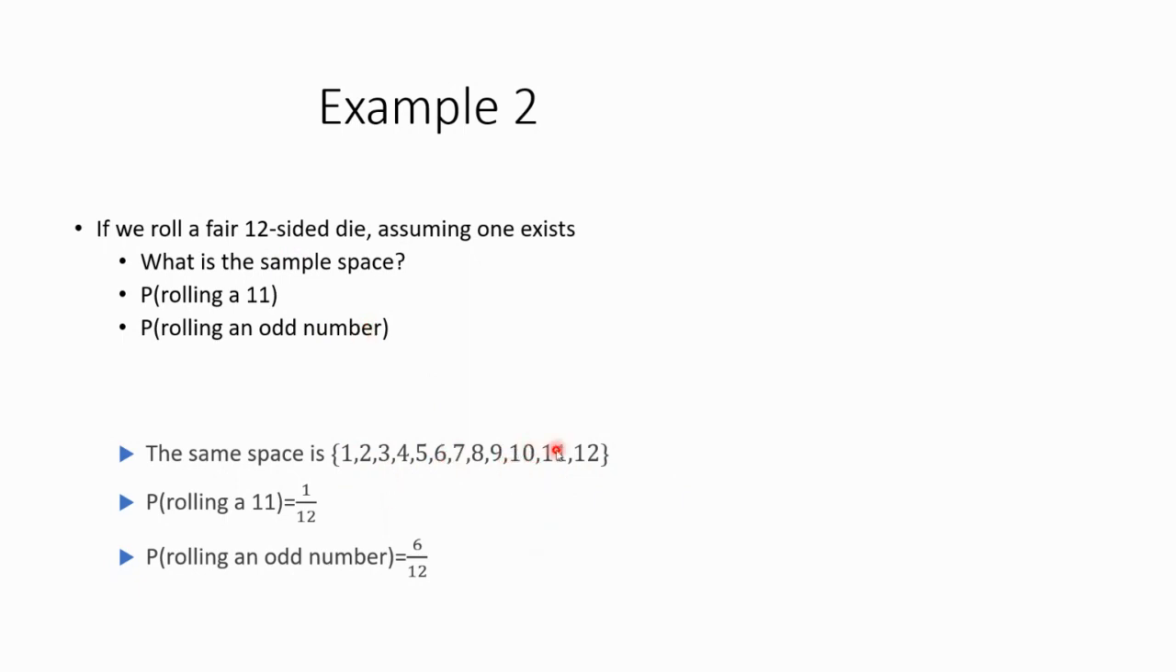Okay, well, they're all equally likely, right? So what would the probability of rolling an 11 be? Well, again, it's just like before. How many ways can you roll an 11? Well, only one way. And how many outcomes are there altogether? 12. So the probability of rolling an 11 is 1 out of 12.